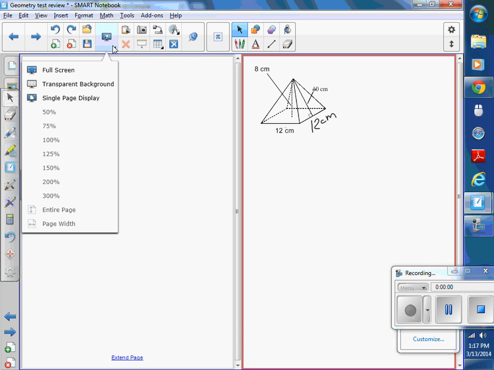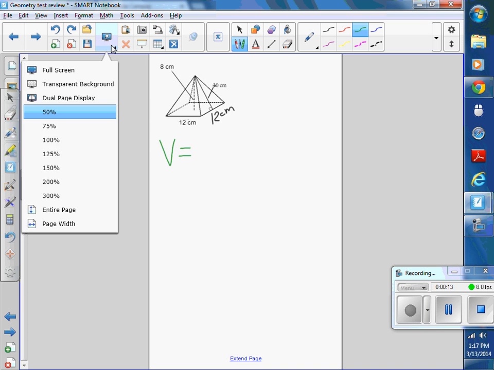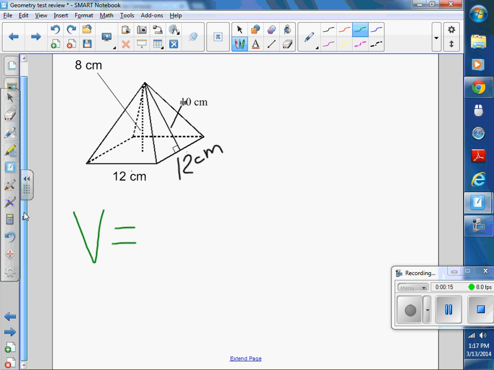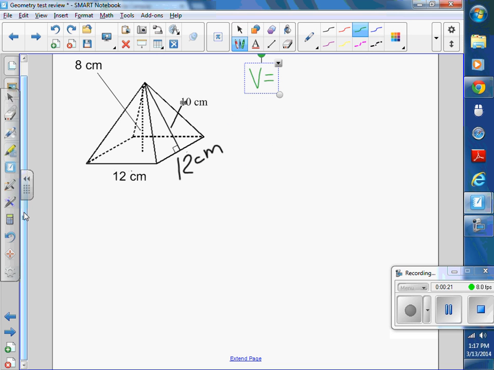Do surface area and volume. We'll do this one first. Okay? So remember, the volume of a pyramid is the area of the base, which we represent with a capital B, times the height.